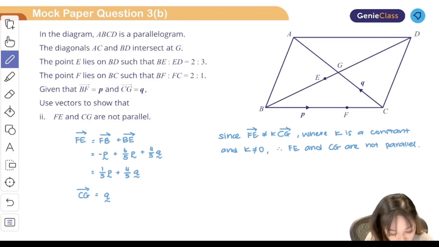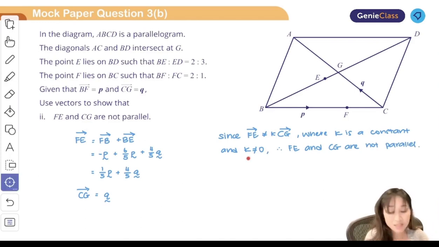Yes, unless K equals 0, right? That's the only possible way. Okay, vector P cannot equal 0 because then this line wouldn't exist at all. Okay?